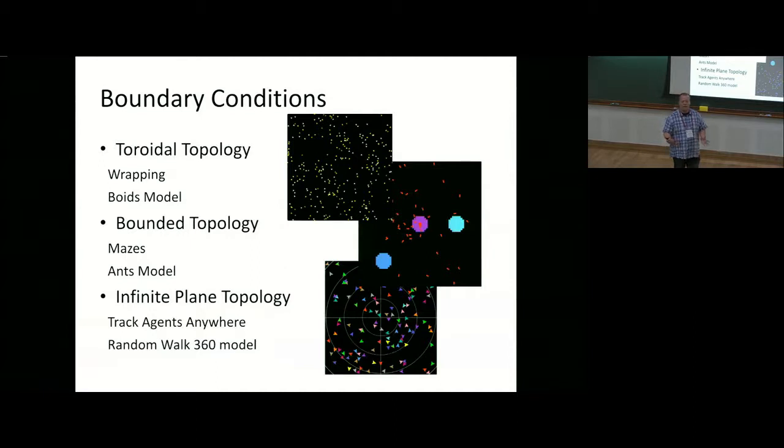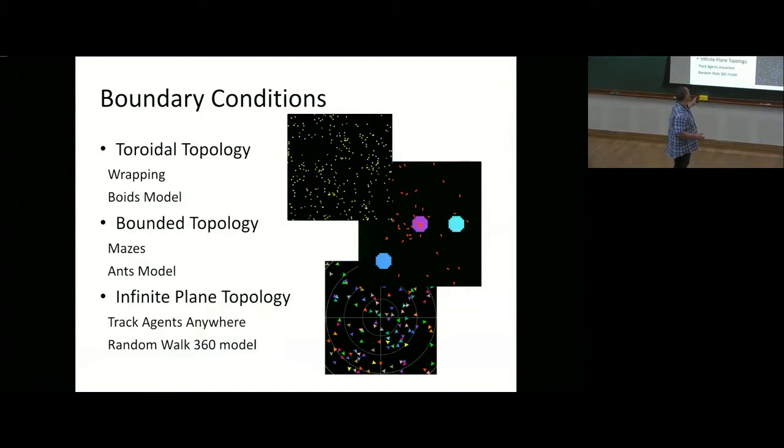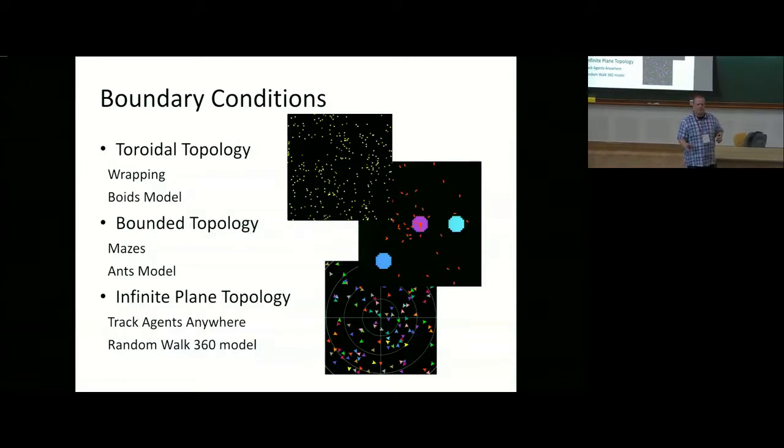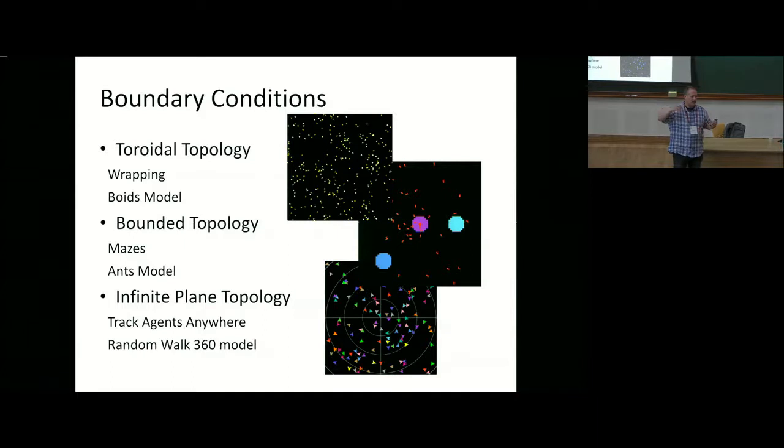In any case, I have boundary conditions. We've talked about the toroidal boundary conditions, right, where the right side of the world matches the left and the bottom matches the top. You can think about a bounded topology. The ants model, which I haven't shown you, uses a bounded topology because it's assuming that the ants can't run off the top of the world and come back around to the bottom, right, that they're living in a real world. But you can actually think about also an infinite plane topology, right? So imagine a world in which the agents can go on forever in any direction.